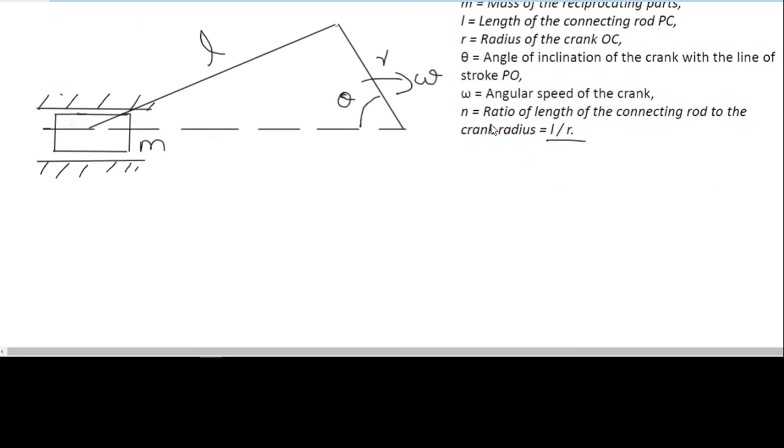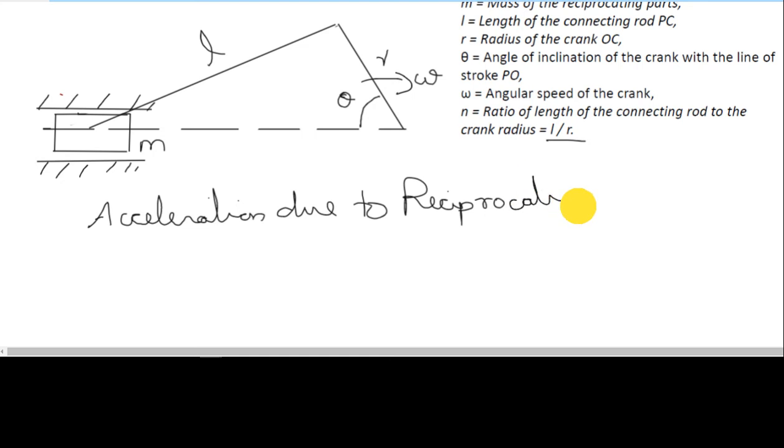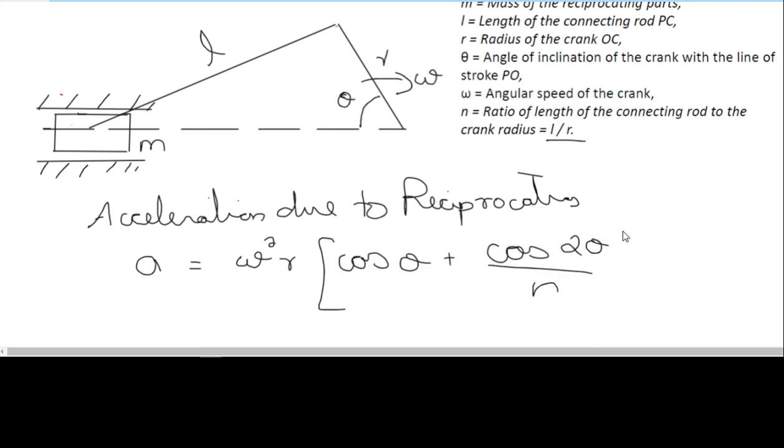We know that in the first module itself we have derived an equation for acceleration due to reciprocating parts. If you remember, that acceleration was equal to omega square r into cos theta plus cos 2 theta divided by n. That was the equation for acceleration due to reciprocating parts. Omega square r or r omega square, whichever you want to write.